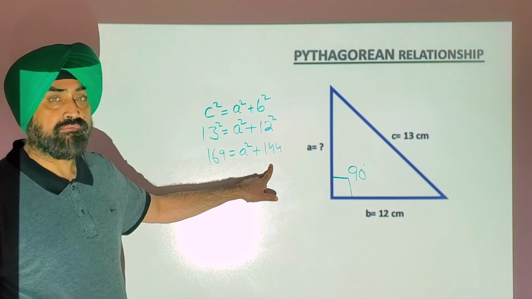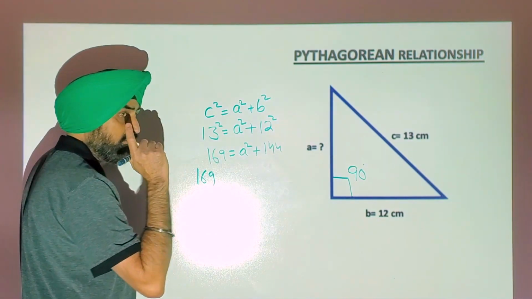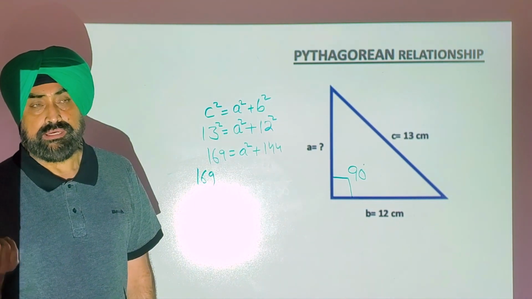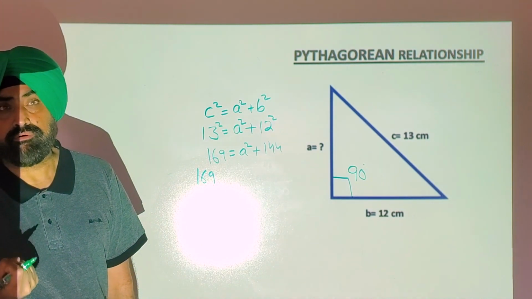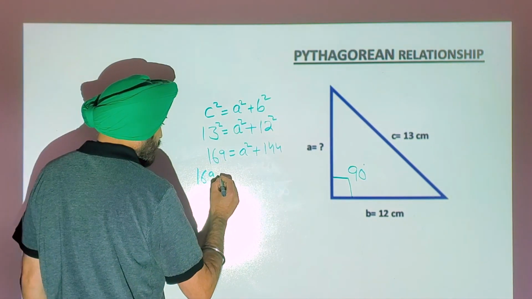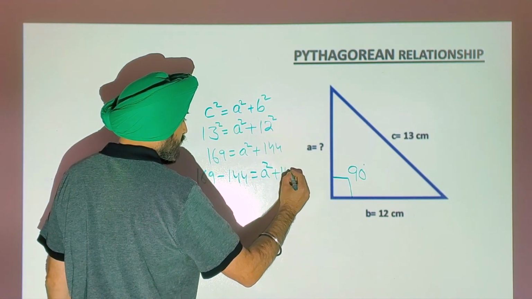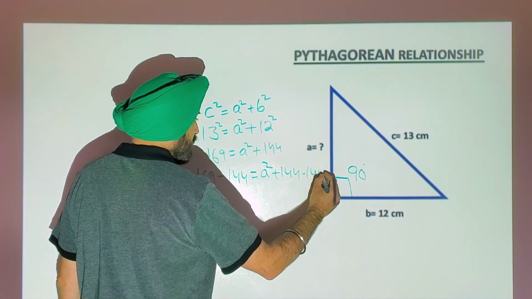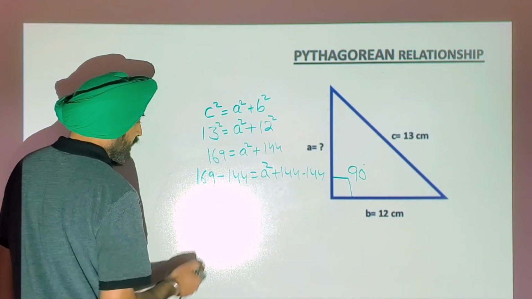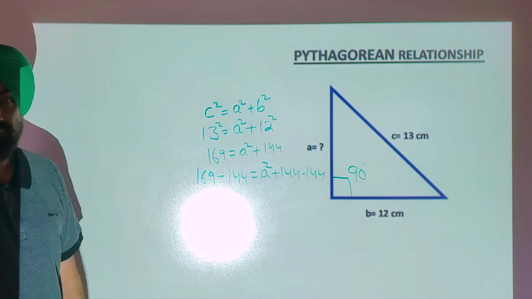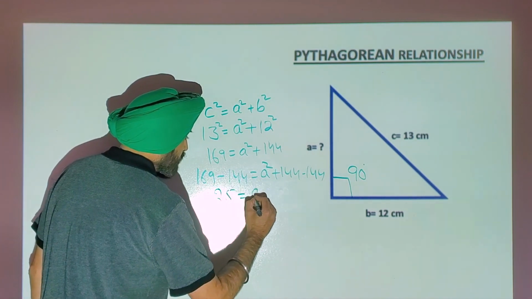So subtract 144 from both sides. Whatever we do on one side, we have to do the same on the other side. So we have to subtract 144 from both sides. 144 minus 144 is 0. So what do we get here? 169 minus 144 is 25, which equals a squared.